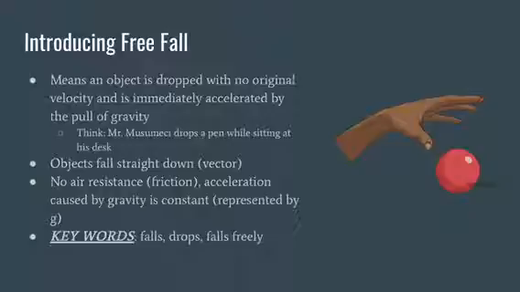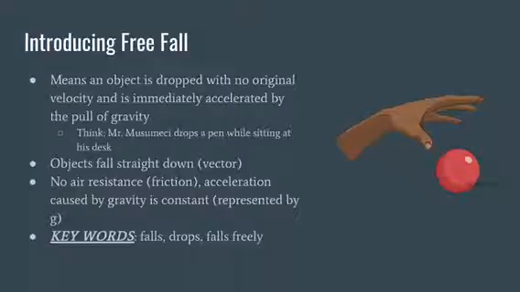First, we'd like to introduce free fall. The meaning of free fall is exactly what it sounds like. An object with no initial velocity begins to fall and immediately starts to accelerate due to the natural pull of gravity. For example, Mr. Musumeci is sitting at his desk and all of a sudden drops his pen straight down. Think about it. Is free fall a scalar or a vector? If you think vector, you're correct. In the example scenario, the pen has a direction, down, and a magnitude, say 0.5 meters per second.